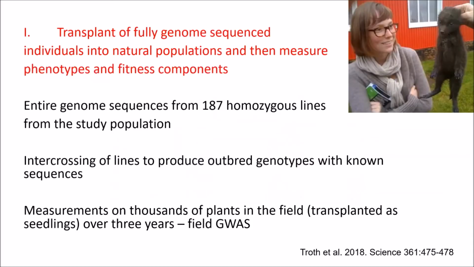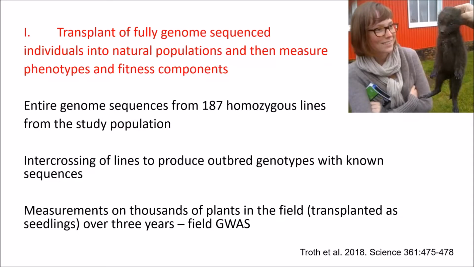And so the first study I want to talk about was led by Ashley Troth, and that's her in the upper right. It involves transplant of fully genome sequenced individuals into the natural population, and then we measure phenotypes and fitness. This is a study which started when we created a set of lines specifically from the population.